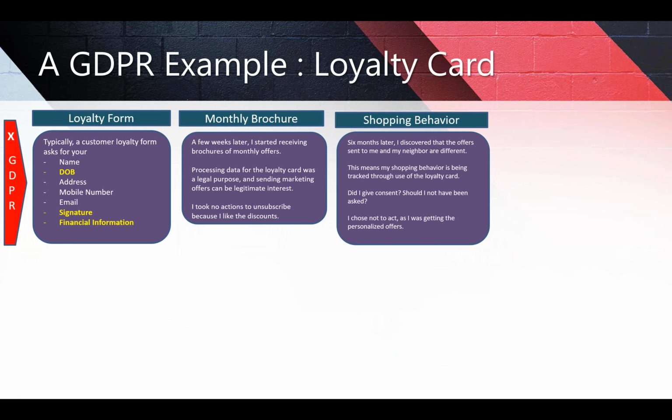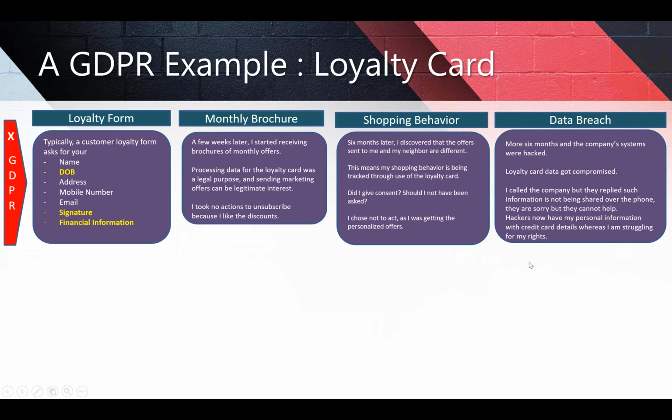Don't you think that you should have been asked for this? But then we don't take any actions, because we feel that maybe this is a very personalized offer for me. So what will happen next? Let's say, having all this information, they have a data breach, and your loyalty card information as part of their data breach got compromised.